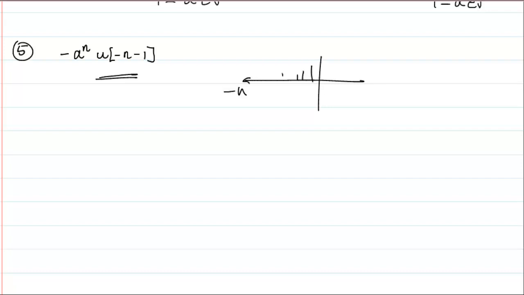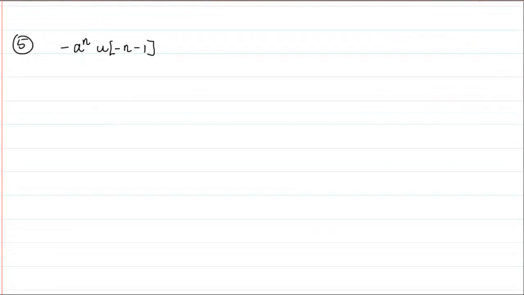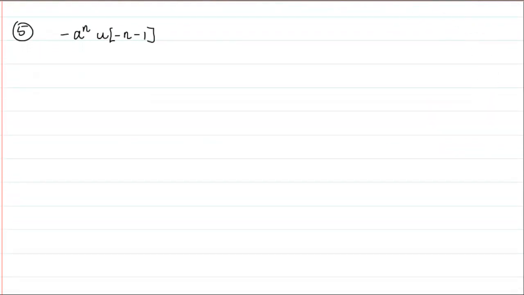Only for the negative values of n will we have this particular function, either increasing or decreasing, whatever be the case. So what you should remember is, this was for a right-handed sequence, and the next is for a left-handed sequence. Let us find out the Fourier transform of this.